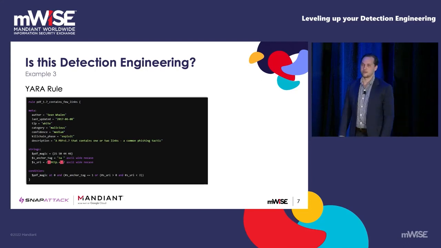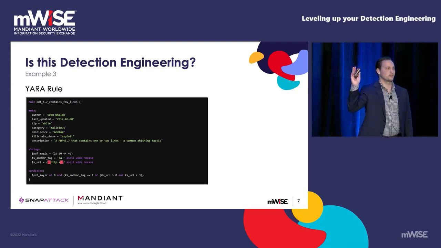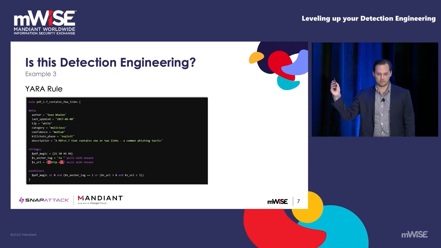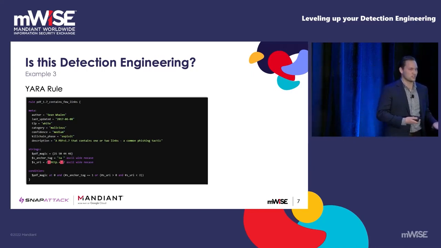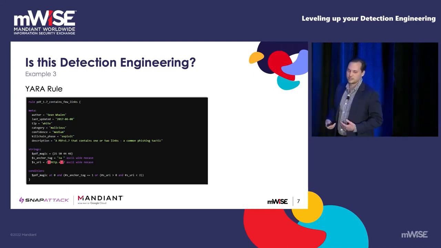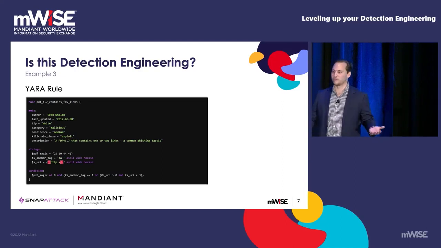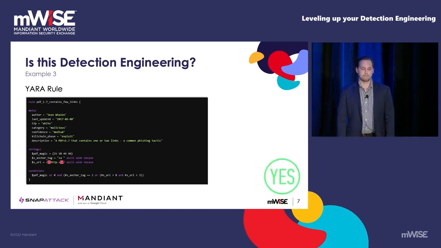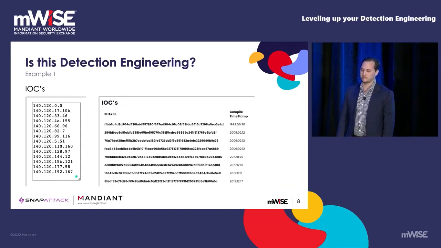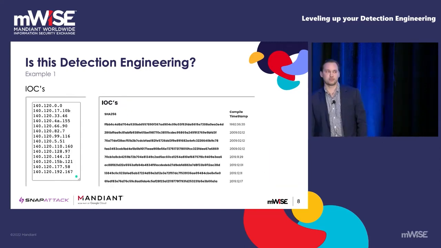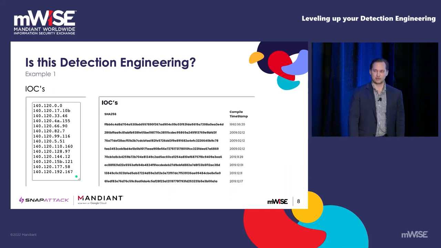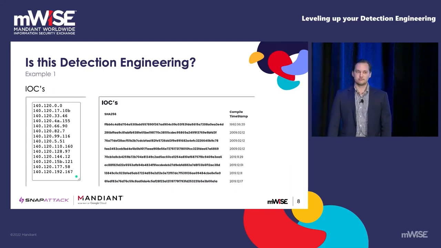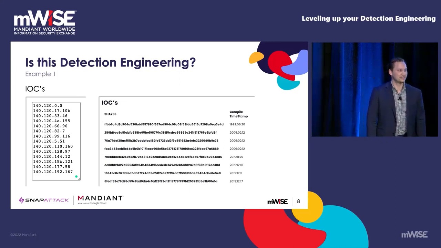How about this? A YARA rule. Show of hands? Yeah, again, this is detection engineering. You're crafting logic to create a rule to label events or label some information in a binary. What about this? This could be a contentious one. How do we feel about IOCs? Is this detection engineering? Nobody wants to raise their hand?